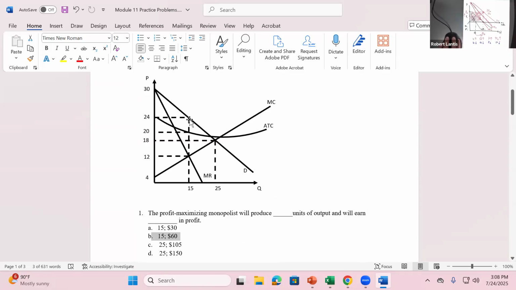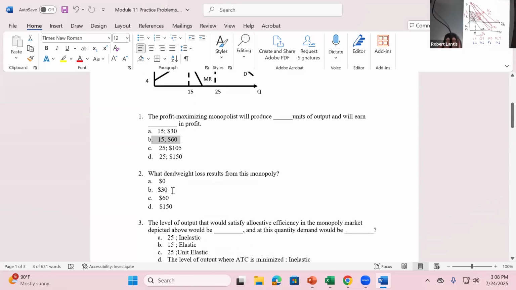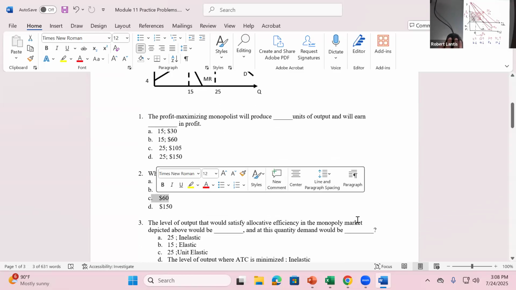Every single one of those units, we're missing out on the surplus, the area in between demand and supply, or demand and that marginal cost. So it would be the area of this triangle here. So 24 minus 12 is 12, times 25 minus 15, 10. So 12 times 10 is 120. But then remember, when you're finding the area of a triangle, multiply it by 1/2. So 120 times a half would give us that 60.